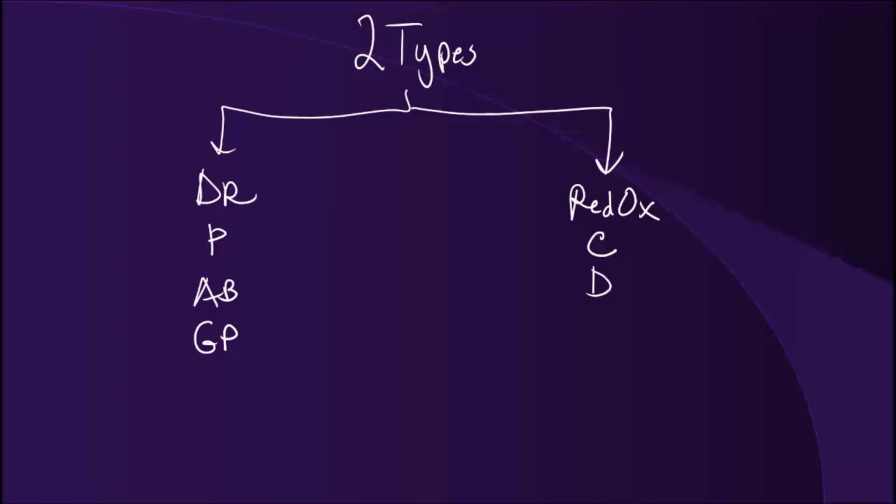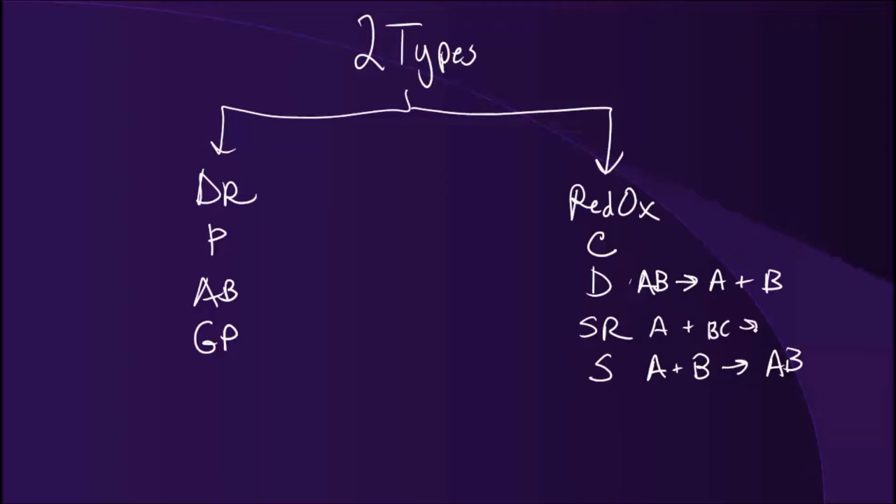Decomposition. Single replacement. I got that one already. Synthesis. Okay, so synthesis and decomposition is what we covered last. Synthesis is marriage. A plus B forms AB. Decomposition is divorce. AB yields A plus B. Single replacement is tapping a dance partner out, right? A plus BC yields AC plus B.